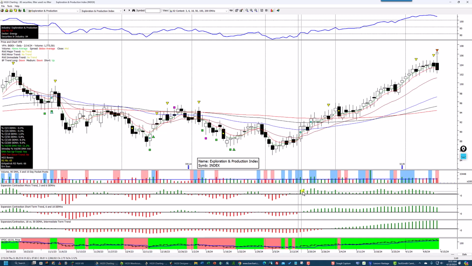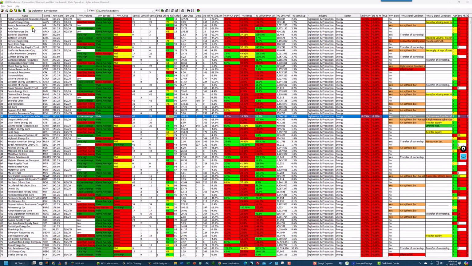And then this was confirmed by the 618 crossover right here on this histogram. And finally by the 18 versus 50, the intermediate term right here, where it really started trending. And that date was February 29th. Okay, let's take a look at, I'm going to go into the indexes.